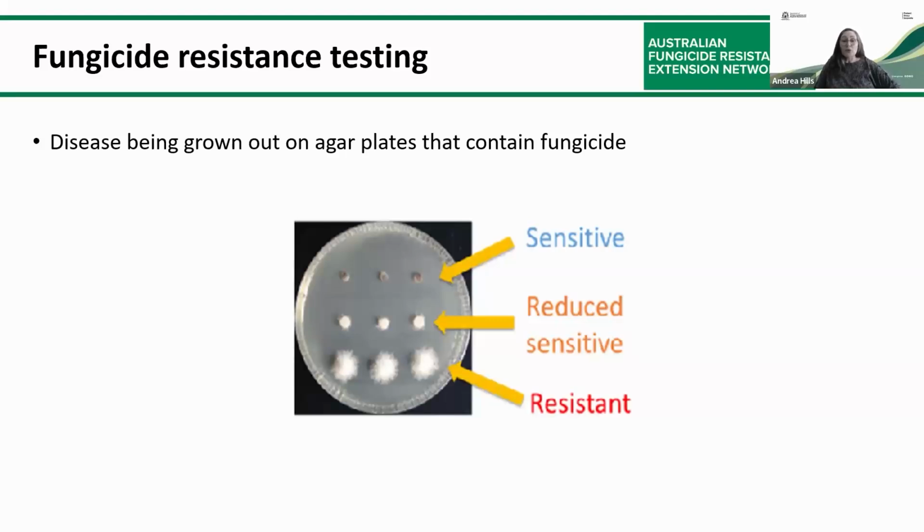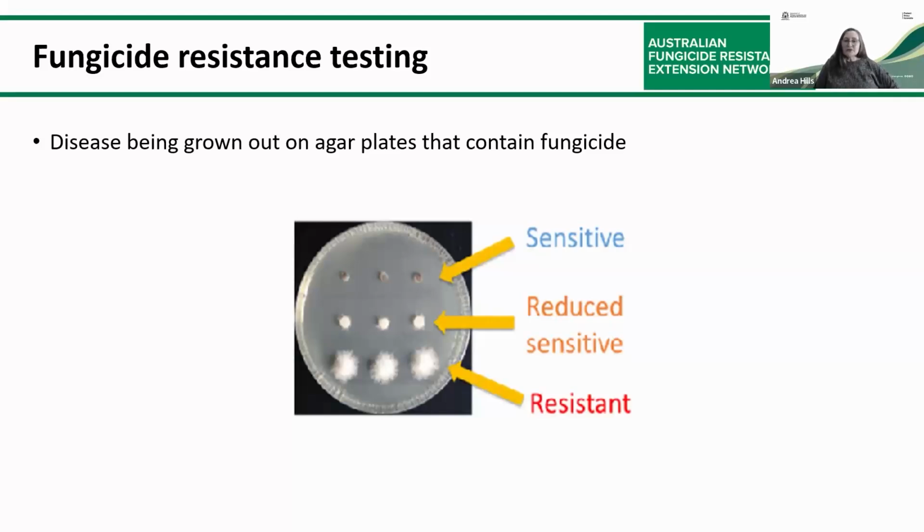At the top, we're looking at an agar plate that has had fungicide mixed into it, and then sections of diseased leaf are put on the plate. You can see at the top that the sensitive disease simply doesn't grow on the plate. The fungicide's doing its job. The reduced or less sensitive pieces of disease are actually able to survive. They're not doing particularly well, but they're still there. And finally, at the bottom, those diseased bits of plant are just merrily growing along and quite happy.